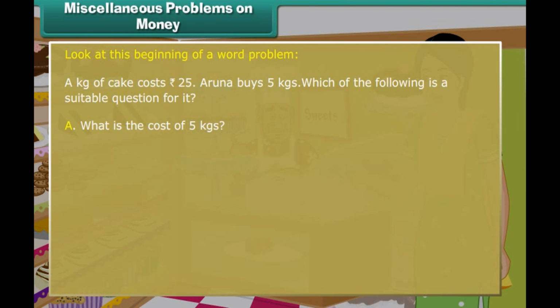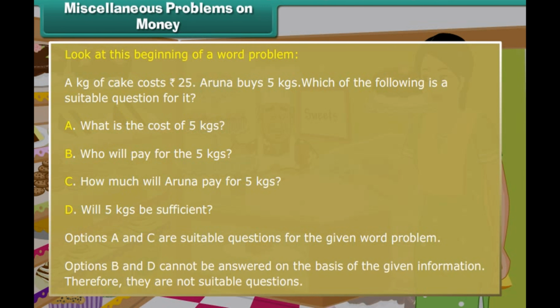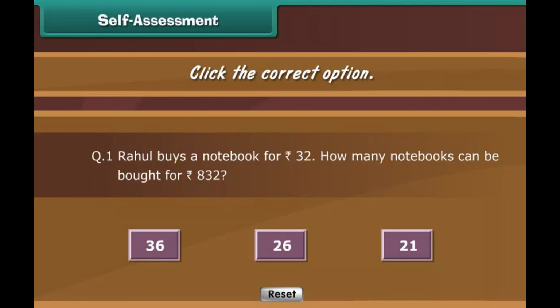What is the cost of 5 kgs? Who will pay for the 5 kilograms? How much will Aruna pay for 5 kilograms? Will 5 kilograms be sufficient? Yes, option A and C are suitable questions for the given word problem. Option B and D cannot be answered on the basis of the given information. Therefore, they are not suitable questions.